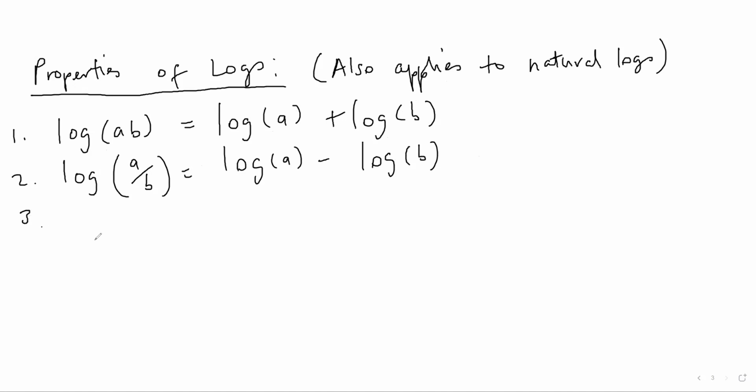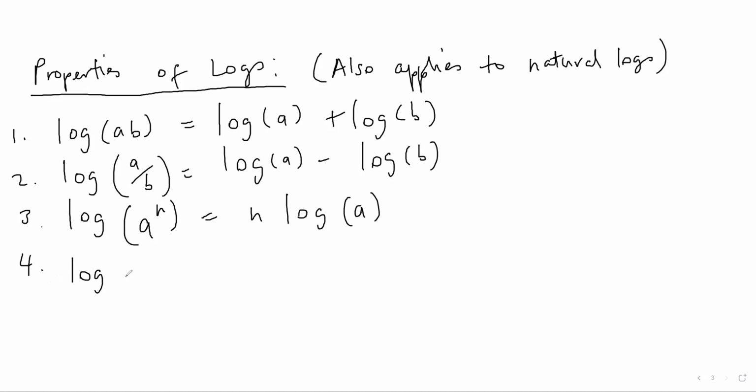Okay? Log of A times B is equal to log of A plus log of B. Number two, log of A divided by B is equal to log of A minus log of B. Again, log of A to the power of n is equal to n multiplied by log of A. Number four, log of A with a base A is equal to 1. Number 5, log of 1 is equal to 0.